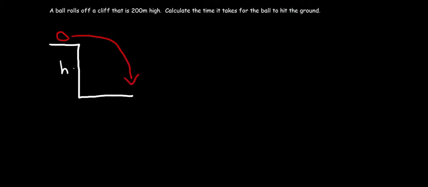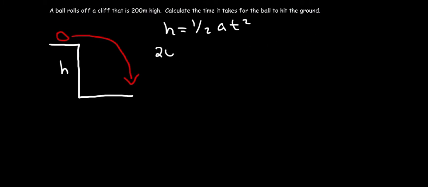A ball rolls off a cliff that is 200 meters high. Calculate the time it takes for the ball to hit the ground. So for this problem, we have a similar trajectory. It rolls off the cliff, and then it hits the ground. And our goal is to find the height. And we know that the height is 1/2 a t squared. Actually, we have the height. Our goal is to find the time it takes to hit the ground.